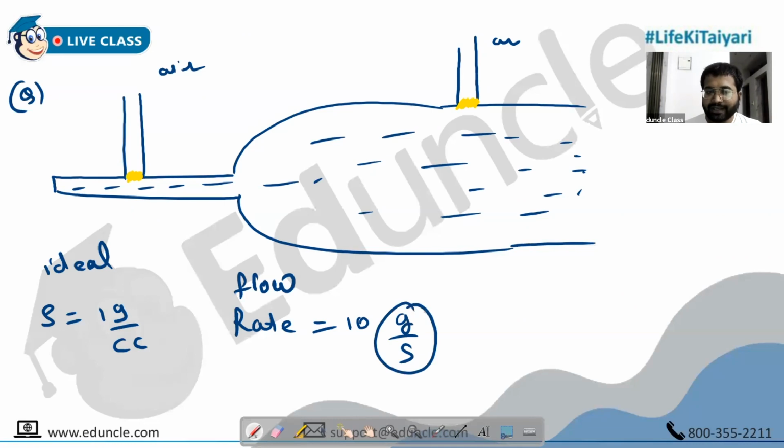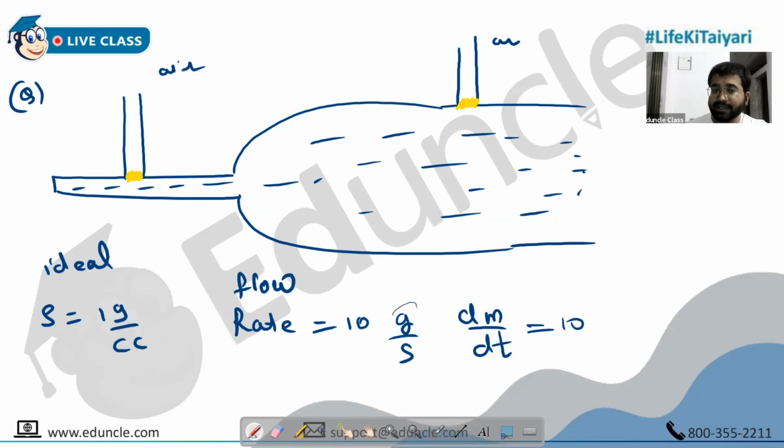Simple. Look at the units, people. Gram per second. Gram means mass. Second is time. So this is dm by dt. Rate means what? Rate of change of something with respect to something. Rate of change of mass with respect to time. You have to look at the unit. So dm by dt is given to us as 10 gram per second. I hope this is understood. Next.